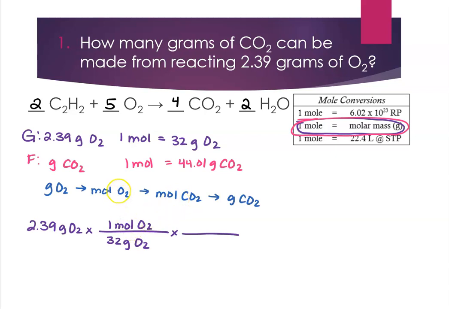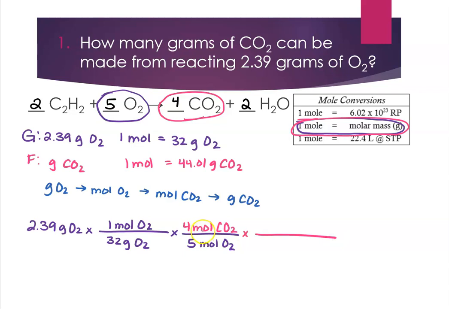So I come up to my problem here and I see that O2 has a coefficient of 5, so that means that I have 5 moles of O2. O2 goes on the bottom so that they will cancel out. What I'm trying to find is moles of CO2. So the coefficient in front of the CO2 is 4, so I put a 4 there.